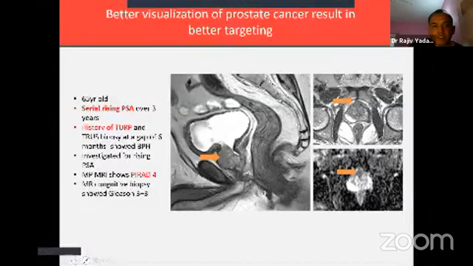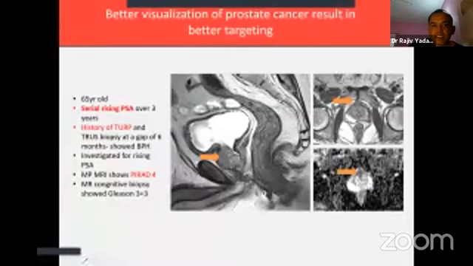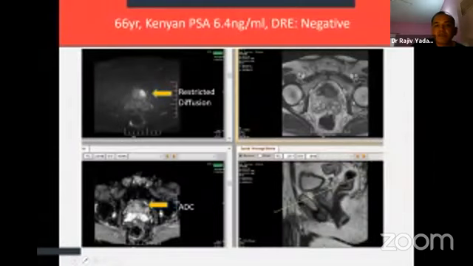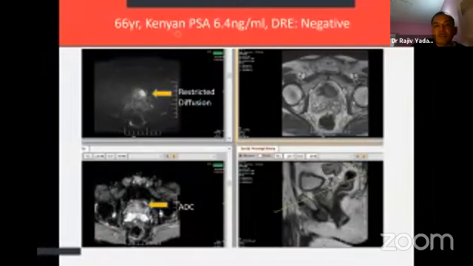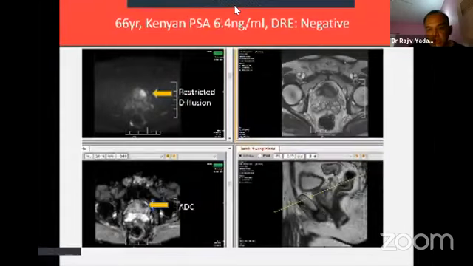Another example, a 66-year-old from Kenya, he came for a checkup. His PSA was high. We asked him, and he said that yes, in his home country, PSA was also high earlier, but still not very high. I would say 6.4, many of us may just sit on it. Rectal examination was absolutely normal.